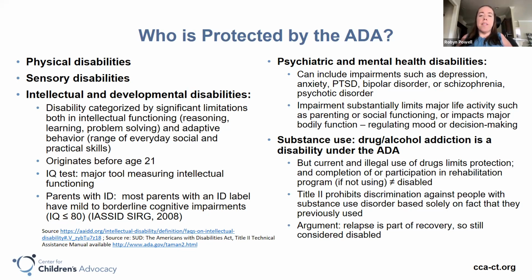The next category, which is also quite prevalent in the child welfare system, is psychiatric and mental health disabilities. This can include things such as depression or anxiety, PTSD, post-traumatic stress disorder, bipolar disorder, schizophrenia, or any sort of psychotic disorder. And this is really an impairment that would substantially limit major life activities such as parenting or social functioning, or it could impact major bodily function, such as regulating your mood or decision-making.